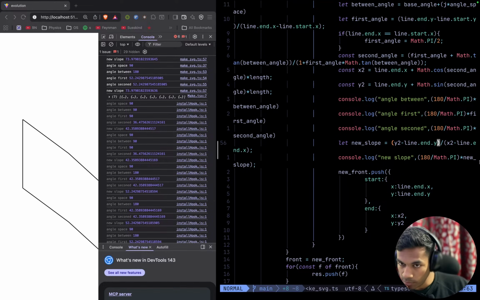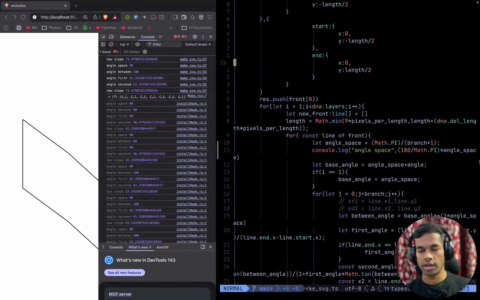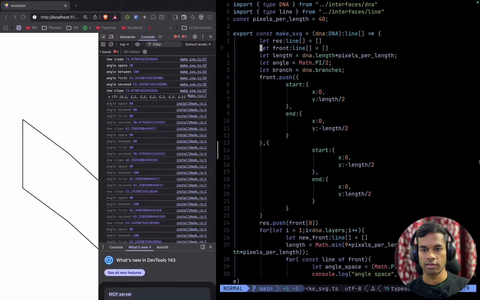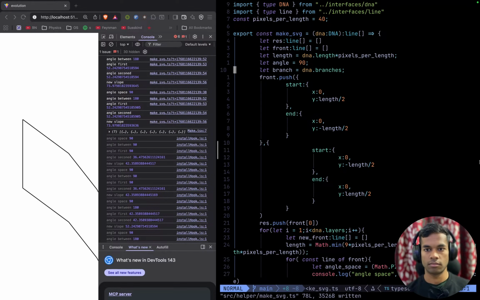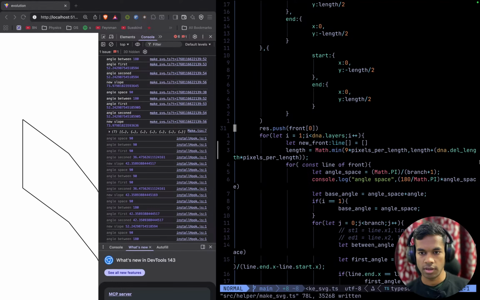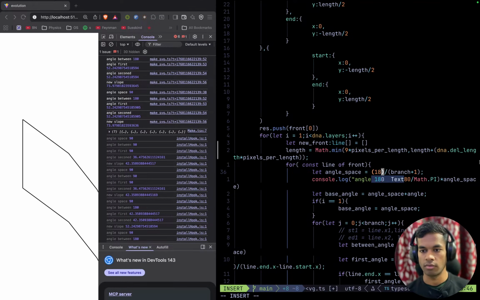Yep, precision problems. Let's work with degrees and we can convert everything later on into radians. Angle is 90 degrees. Angle space is pi. Nope. It is 180 divided by branch plus 1, and angle is angle space plus this. Yes.